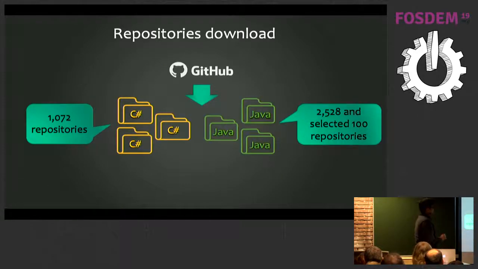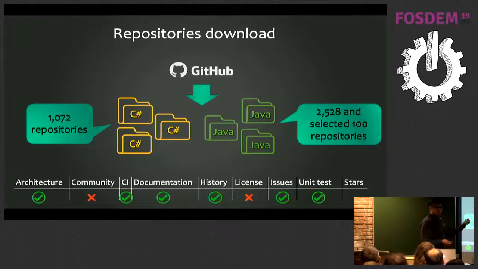So we downloaded more than 1,000 repositories containing C# code. We selected 2,500 and downloaded 100 repositories just for validation. We are using Java repositories just for validation, so we just downloaded 100 repositories.